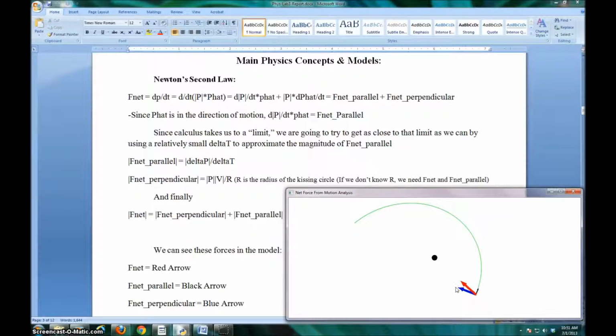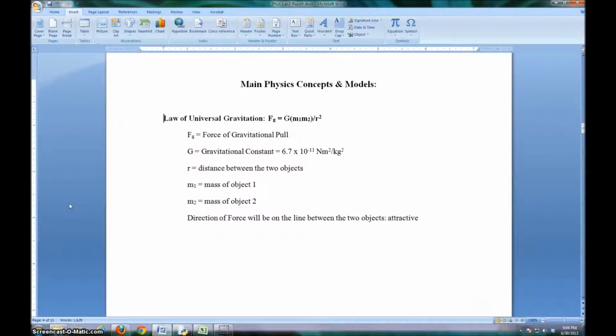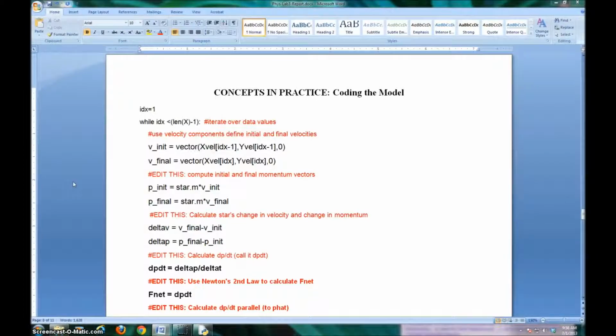The second main concept that we're going to have to understand is the law of universal gravitation, which states that the force of gravity is equal to the gravitational constant times the mass of the first object times the mass of the second object divided by the distance between the two objects squared. And the direction of the force is going to be on a line between the two objects attracting one another. So now we have to plug those concepts into our model.